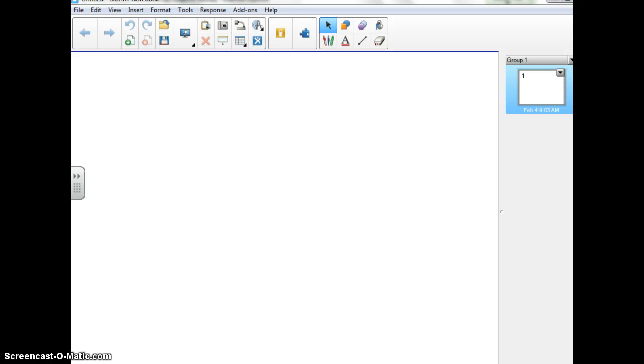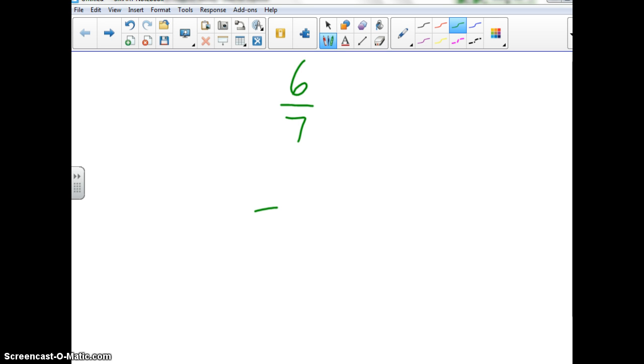First problem. Six sevenths minus 1/2. Think of a good common denominator. Sam F., what would be a good common denominator? Good. You guys keep working.